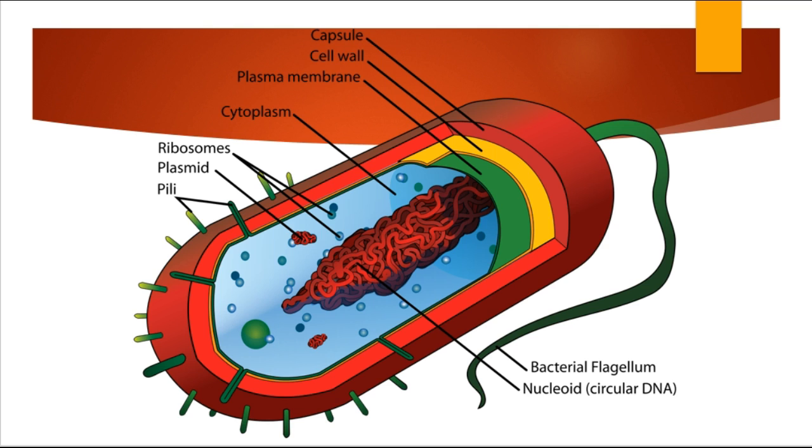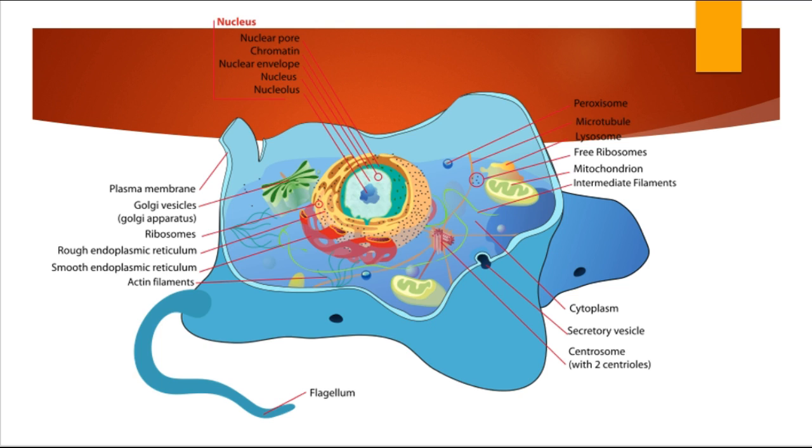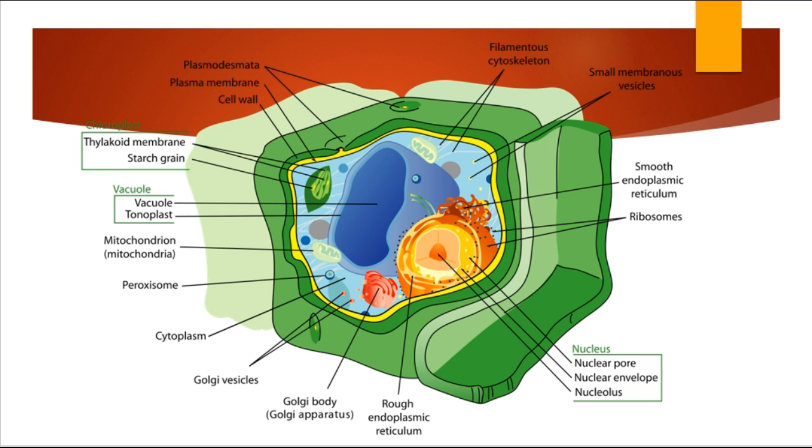Let's look in a very simple prokaryotic cell. Here we see that there's still DNA, but there's no nucleus. There are still ribosomes, there's cytoplasm, a plasma membrane. These things are all common to the animal cell and the plant cell.